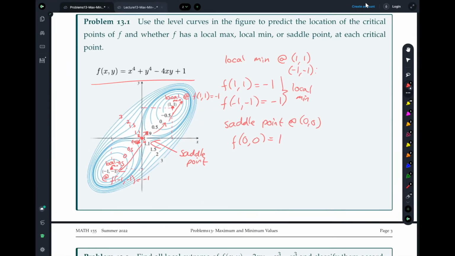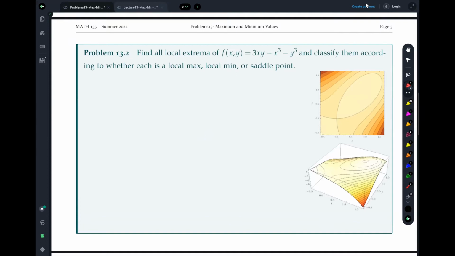Okay, let's get you guys practicing this by taking this function here. So we have f(x,y) is equal to 3xy minus x cubed minus y cubed. What I want you to do is to find your critical points of this function and then classify them.